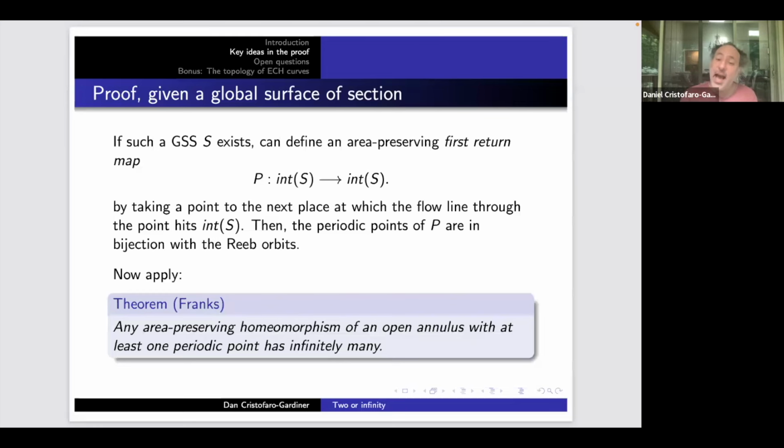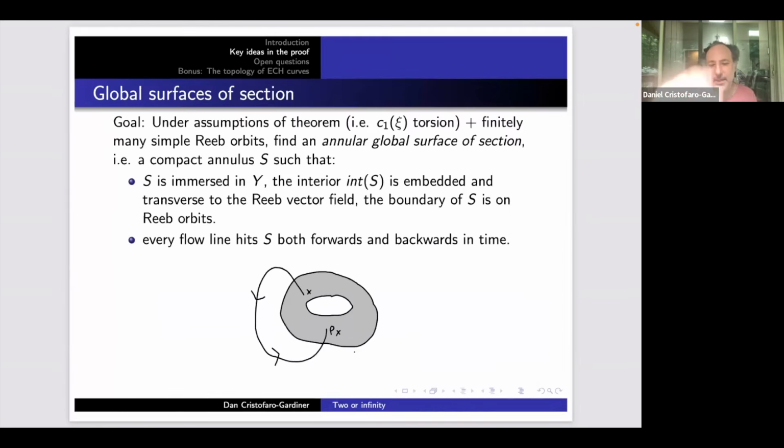Okay, so if I had a global surface of section that's an annulus like this, it would now be like a proof of our theorem, because Franks is not requiring any non-degeneracy or anything like that. Basically, if I had a global surface of section, I've reduced this 2 or infinity result to a 0 or infinity result for annuli as proven by Franks, right? So just going back to the picture, there's your 2 orbits. They're the boundary of the annular global surface of section. They're not the same. We could discuss why that is.